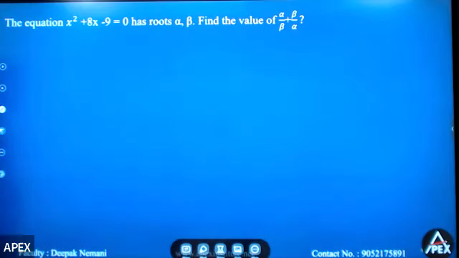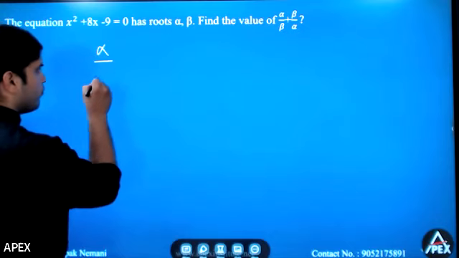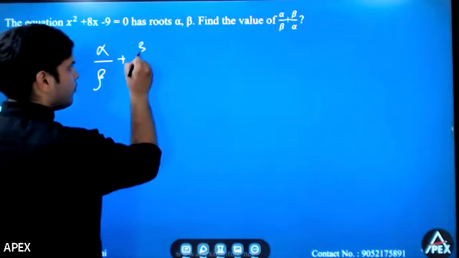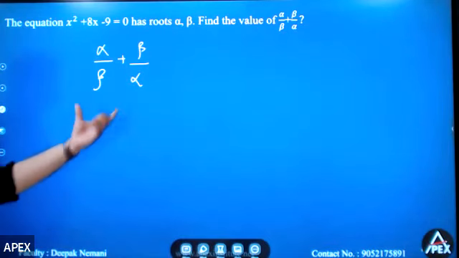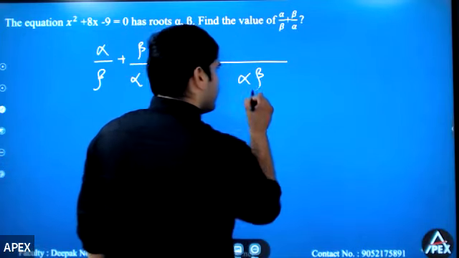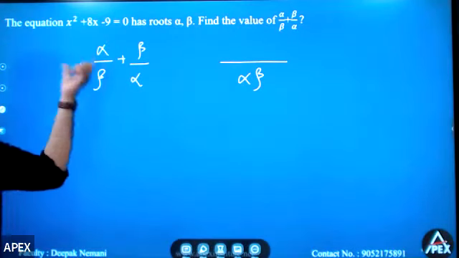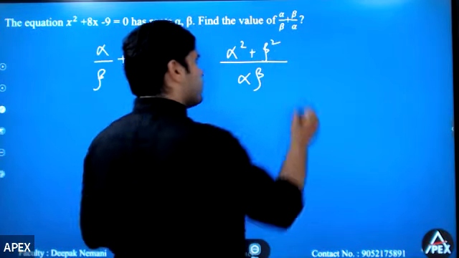So the last question of the session. The equation x square plus 8x minus 9 is equal to 0 has roots alpha and beta. Find the value of alpha by beta plus beta by alpha. So we need to find the value of this expression. First, let me take the LCM. LCM will be alpha beta, and in the numerator, we will be having alpha square plus beta square.